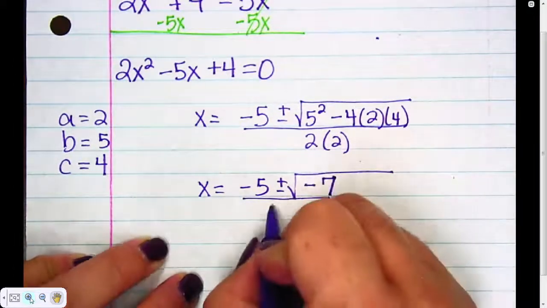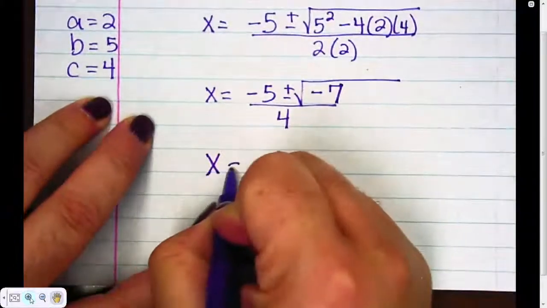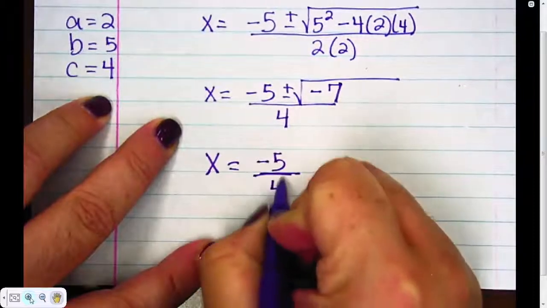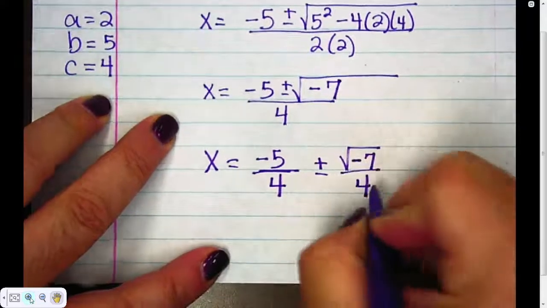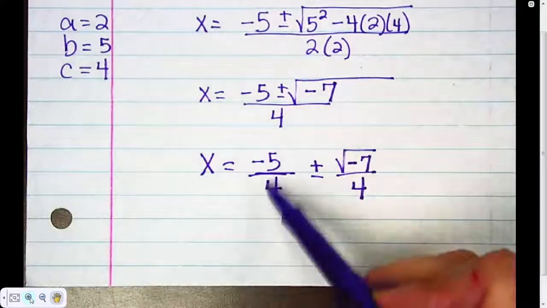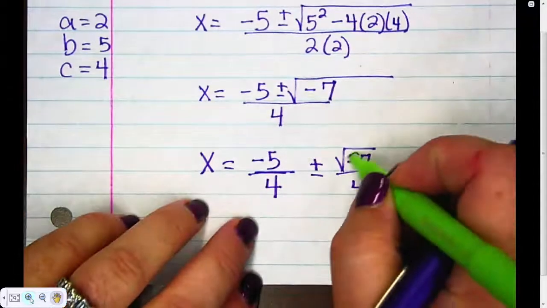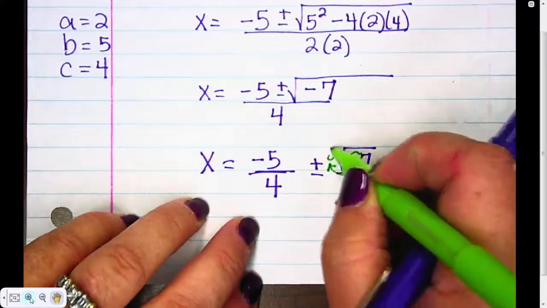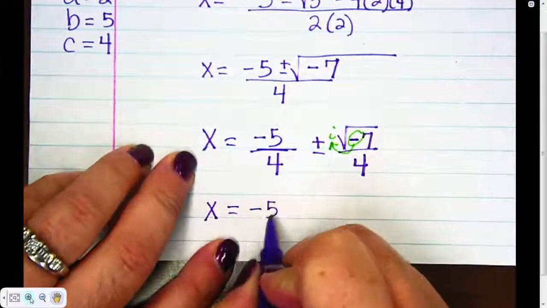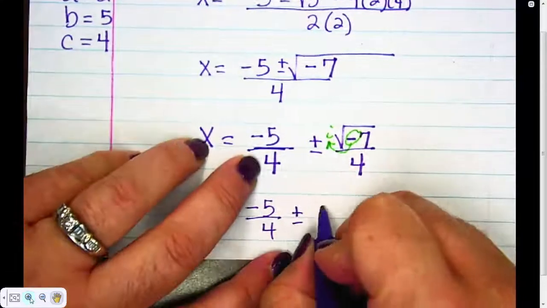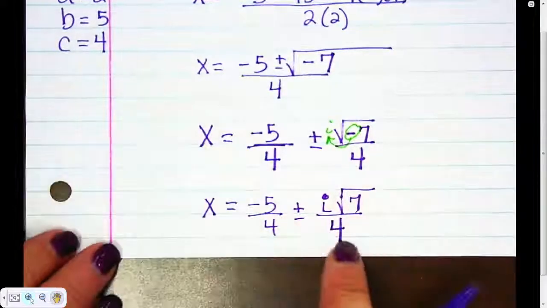All over 4. Now it's time for us to split this up and see what can simplify. Negative 5 goes over 4. Plus or minus square root of negative 7 over 4. Now let's take a look. Negative 5 over 4, we're not going to change that to a mixed number, so you're going to leave that like it is. But here we have a negative under the radical. It comes out as an i. Remember from the last unit? So negative 5/4 plus or minus i square root of 7 over 4. This is our final answer.